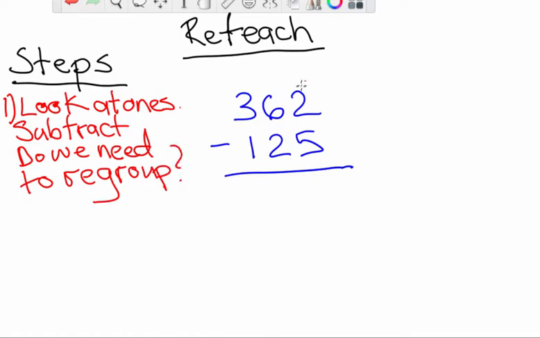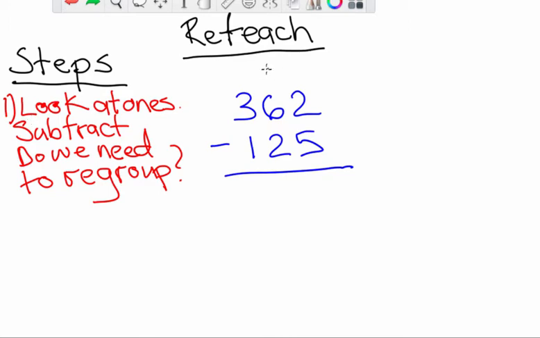Okay, we're going to look at the ones. So we've got two ones, 1, 2, and I can show my ones just like that, minus 5. So let's see if I can take 2 away from 5. Remember, we've always got to ask, can I take this much away from the whole that I'm starting with? So let's see if I can take 5 away. Here we go. 1, 2, no, I can't take 5 away from that number. So that's not going to work. I'm going to need to do something else, and I'm going to regroup.